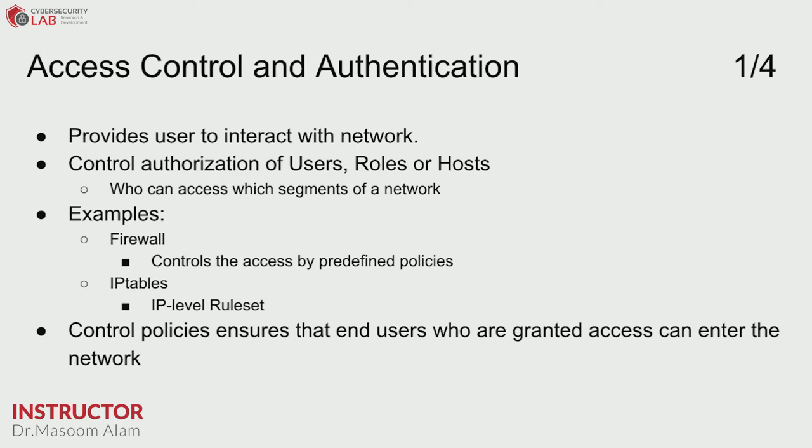Let's take a look at the first domain, which is access control and authentication. Access control and authentication lets users interact with the network, and it controls the authorization of the users through roles or hosts. That is, it defines who can access which segments of a network. An example is a firewall, which controls access by predefined policies. There will be certain URLs which will be blocked by the firewall. For example, we can use the iptables firewall of Linux to provide an IP-level rule set. The iptables control policies ensure that only end users who are granted access can enter the network.